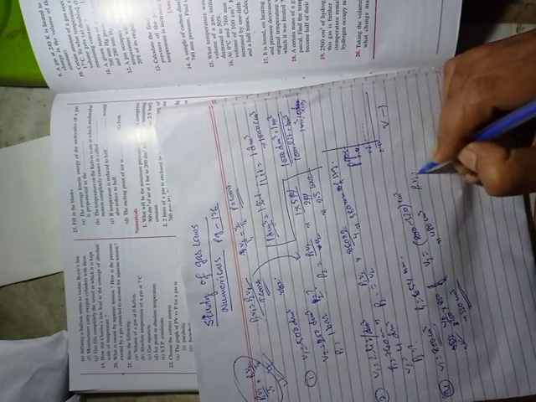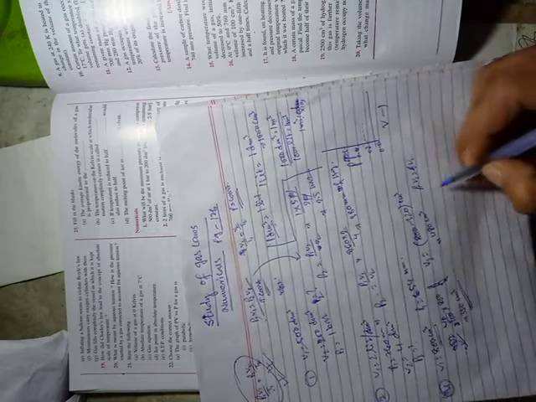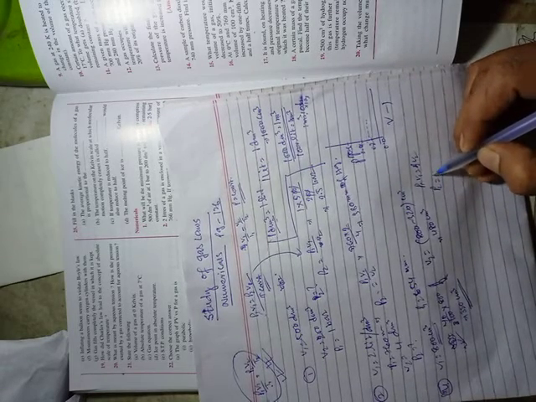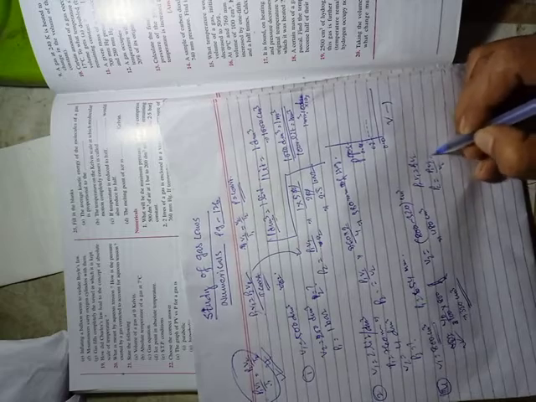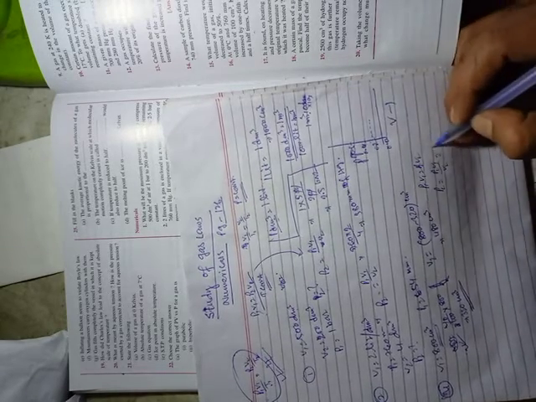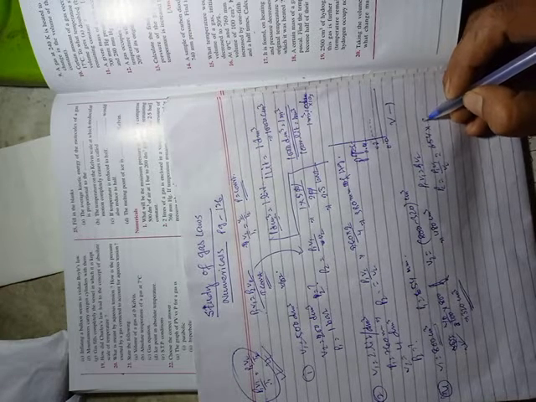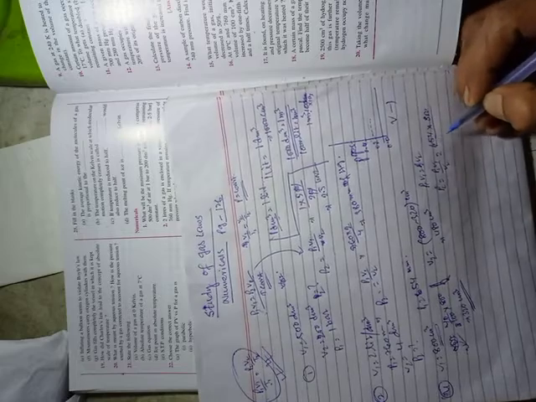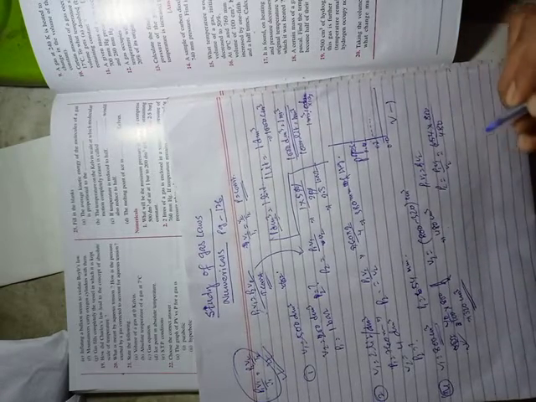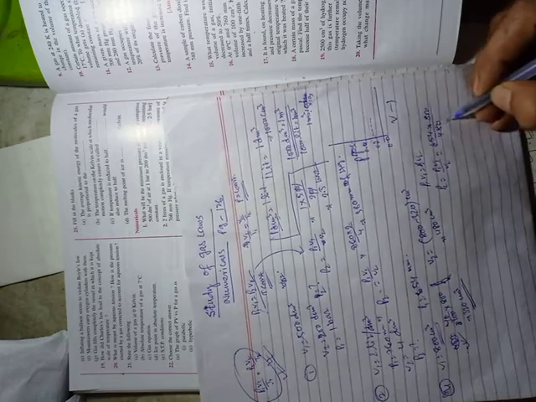That means P1 V1 is equal to P2 V2. So P2 will be P1 V1 by V2, means 654 into V1 800 by V2 is equal to 480. The value will come 1090. You just solve it. 1090, so that is the thing. Now move to question number 5.